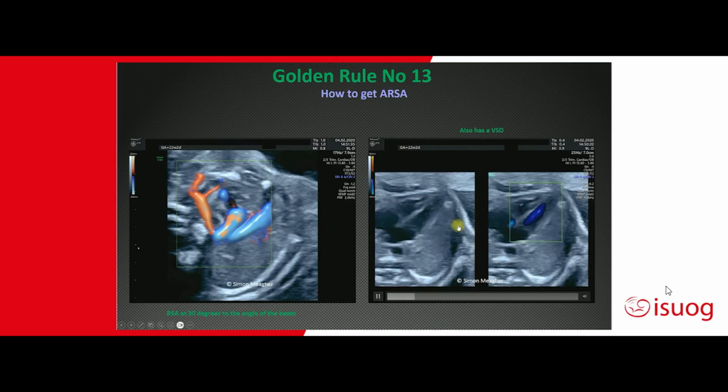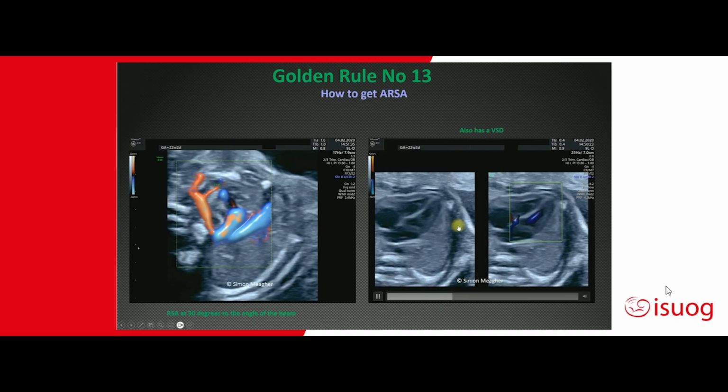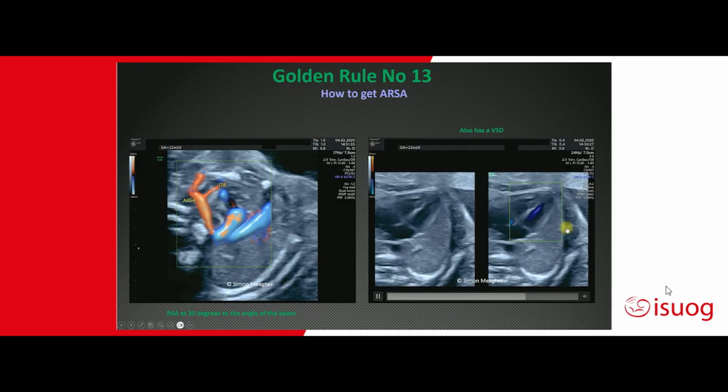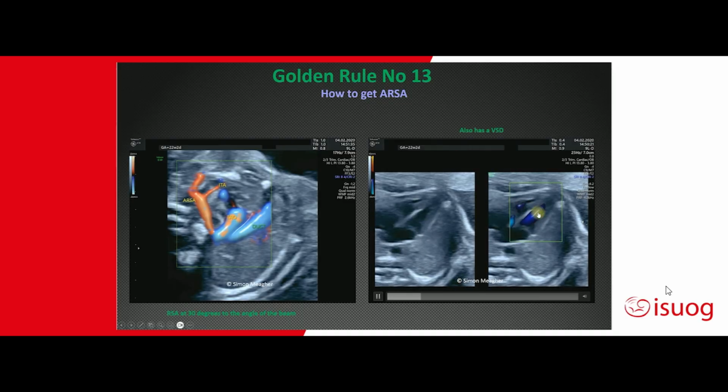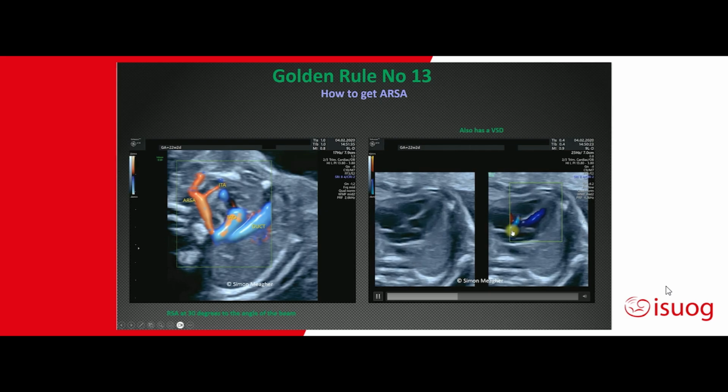Also from a point of view of looking at a ventricular septal defect, I prefer to have the interventricular septum not lying transversely. I like to have it at the apex of the heart pointing towards 1 o'clock or 11 o'clock, and then I can appreciate ventricular septal defects, particularly the tiny ones.